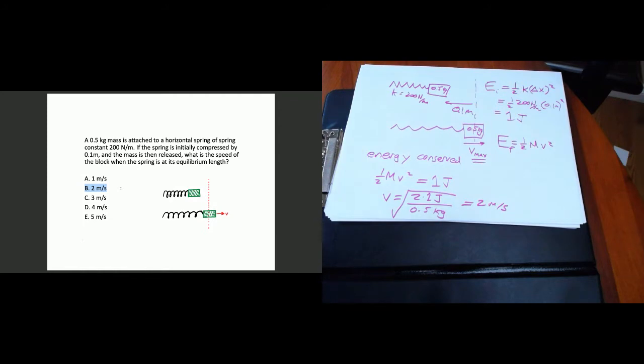But another kind of problem you might see is where I give you an initial displacement, but it's not the maximum displacement. So I could have said that the spring was initially compressed by 0.1 meter and the velocity is 0.5 meters per second to the right. And then what is the speed of the block when the spring is at its equilibrium length? There's one like that on next week's tutorial. And the method is just the same. You calculate the initial energy, which is now the sum of a potential energy and a kinetic energy. And then you set that equal to the final energy, which in that case would just be kinetic energy.